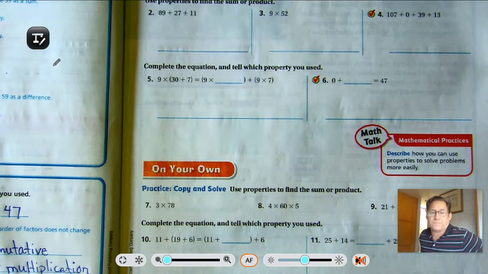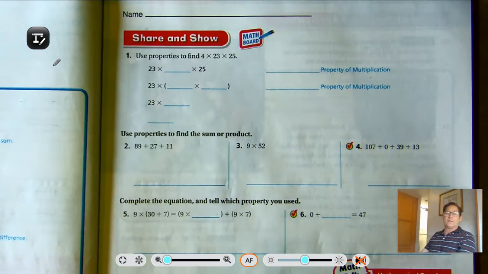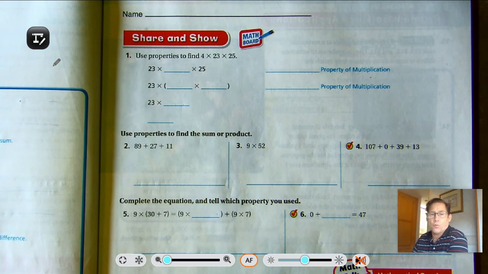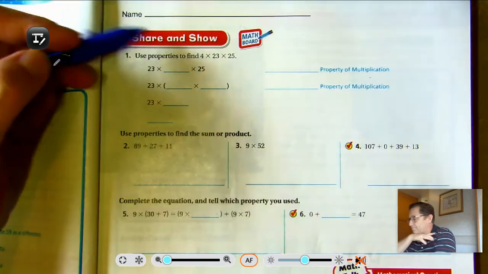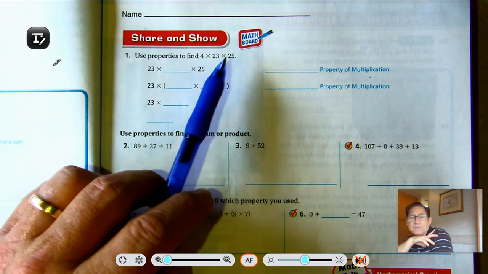All right, so let's work on some share and show problems. So on numbers 1 through 4, in number 1, we're going to use properties to find the product of 4 times 23 times 25. In numbers 2 through 4, we're going to use properties to find the sum or the product. All right, so on number 1, let's look at this problem. We start with 4 times 23 times 25.